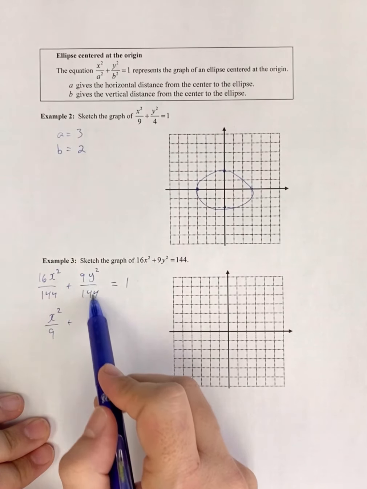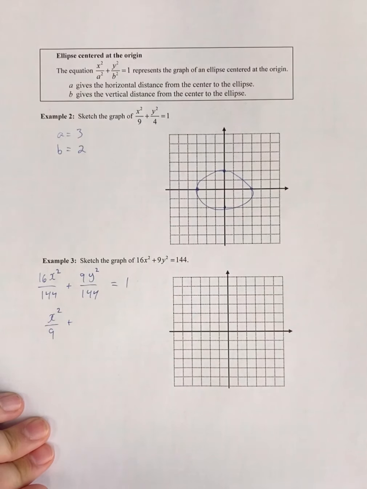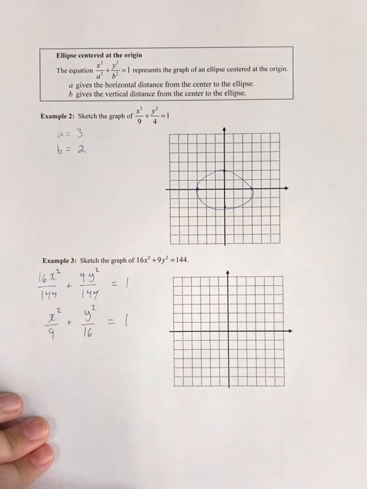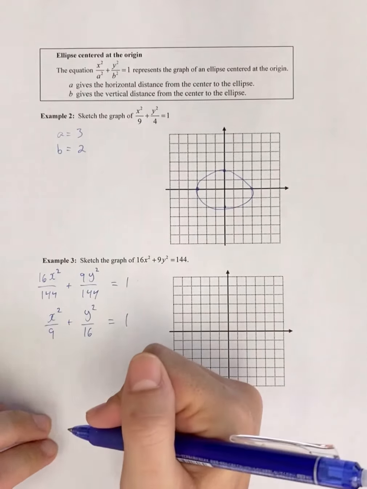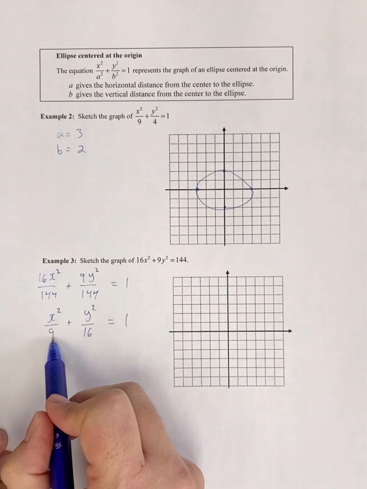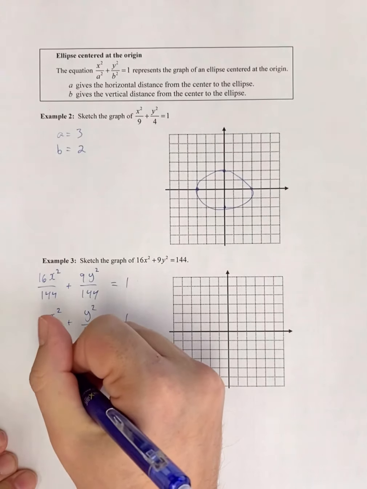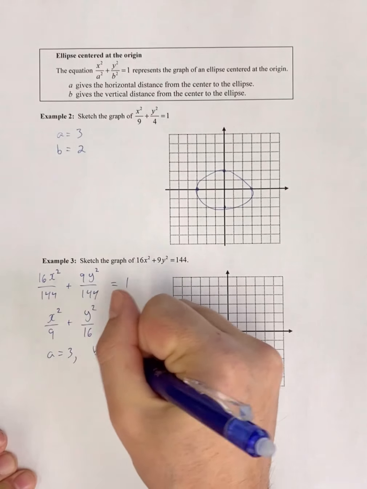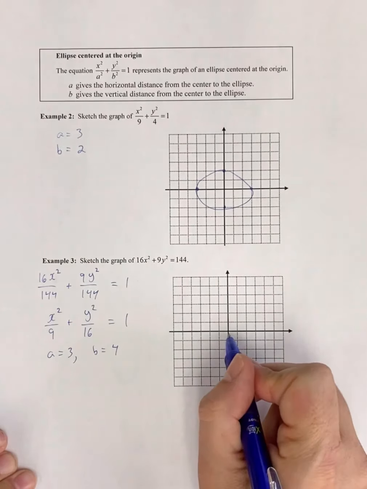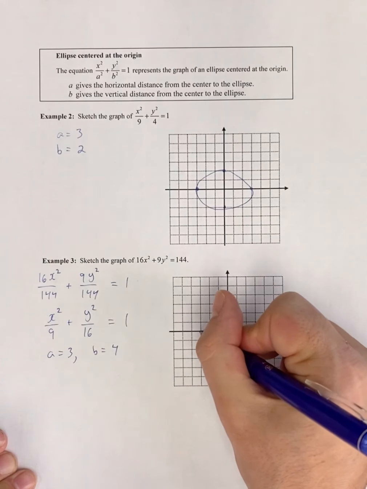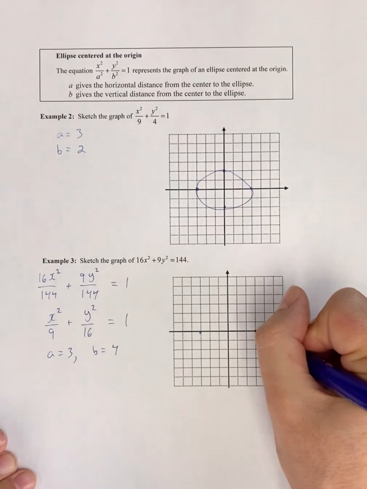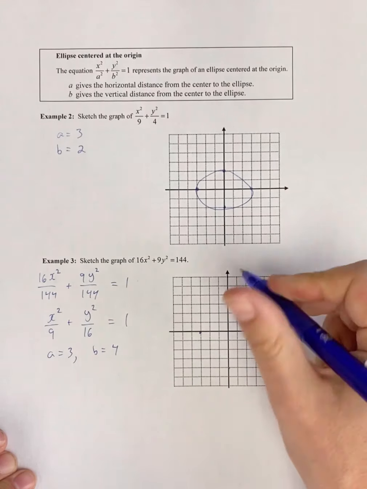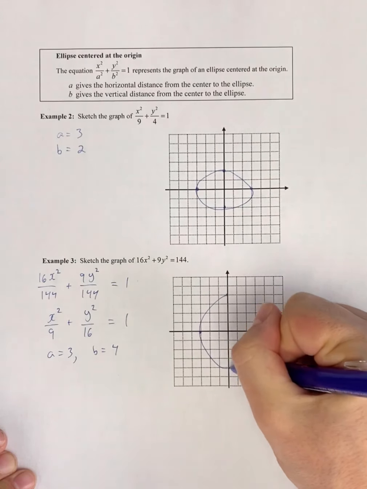And then similarly, you can reduce this fraction. You'll find out that it's 1/16, and so this is y squared over 16. And just like that, it's in the standard form of an ellipse. 9 is 3 squared, so A is 3, and 16 is 4 squared, so B is 4. So I start at the center, and I go 3 units left and right, 4 units up and down, and I've got my ellipse.